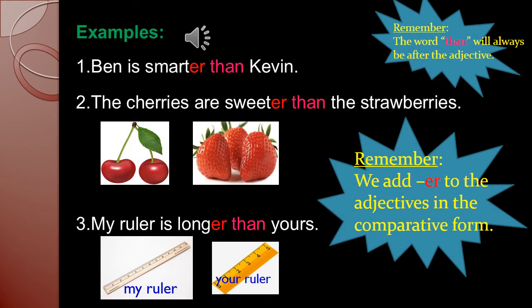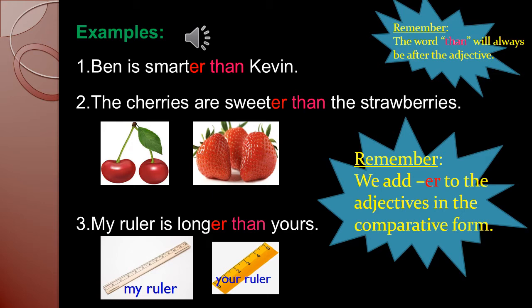Let's read our 3 example sentences. Number 1, Ben is smarter than Kevin. In this sentence, we're talking about Ben and Kevin. And we know that Ben is a very clever boy because he is smarter than Kevin.